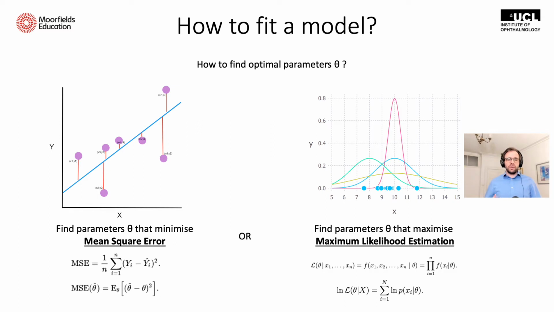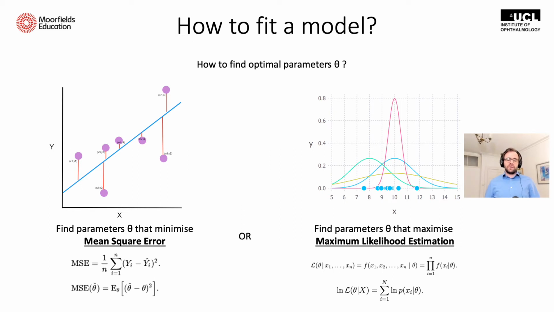We're hypothesizing that the blue points have been generated by one of these distributions, and we want to see which one of these distributions is the most likely to have generated these points. These distributions differ by their parameters theta. They're all normal distributions, by the way, and the only difference between them is the parameters theta, which in this case are the mean, so where the distribution is centered, and the variance, so the spread.